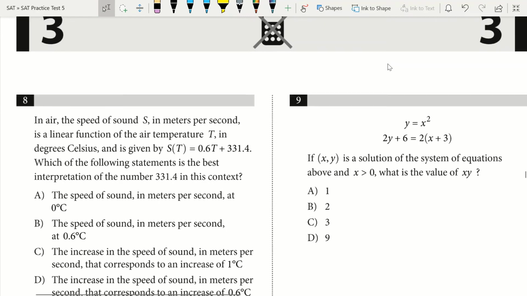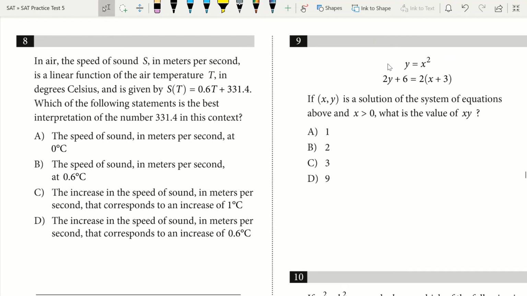Alright, question 8. In air, the speed of sound s in meters per second is a linear function of the air temperature T in degrees Celsius and is given by the equation S of T is equal to 0.6T plus 331.4. Which of the following statements is the best interpretation of the number 331.4 in this context?